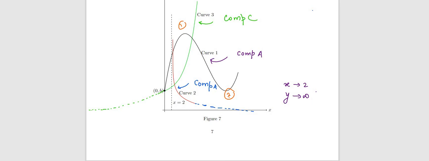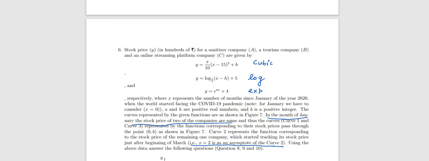Fine. So only one equation is left out, which is your equation 2, which is the logarithmic graph that we have obtained. Now we have to find out at which particular value of x my y is going to be 0. But one problem arises: we don't know what exactly h is. But here the hint which has been given in the question, that x equal to 2 is an asymptote of curve 2, is going to help us a lot in this equation.